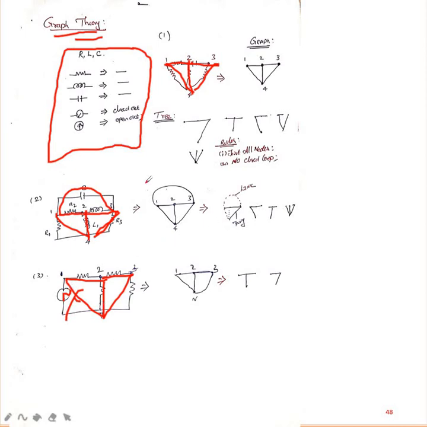Okay, so this is about the graph. First step, you are going to draw the graph. The next one is a tree. What is a tree? The rules are important. Join all the nodes. I am going to join all the nodes, 1, 2, 3, 4. No closed loop. Don't make a closed loop.